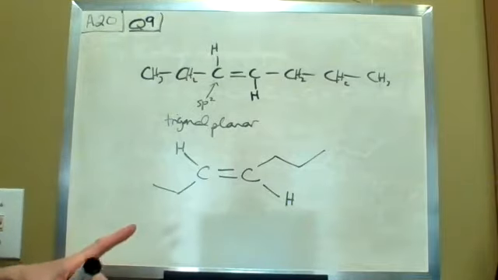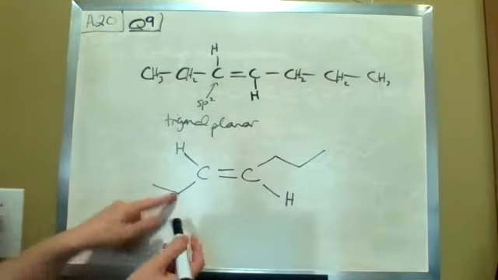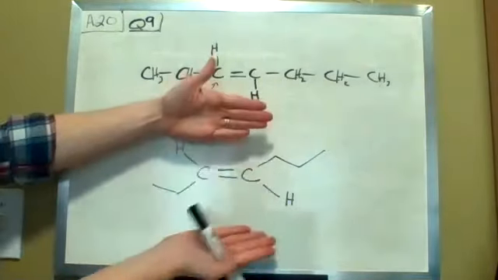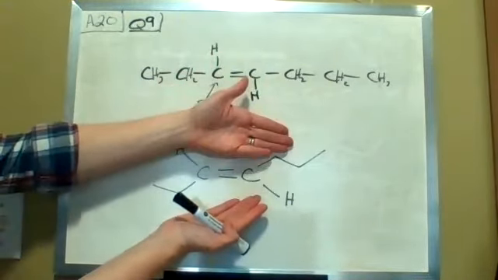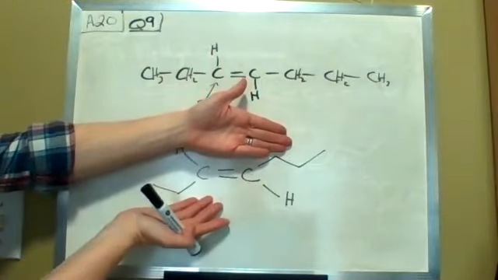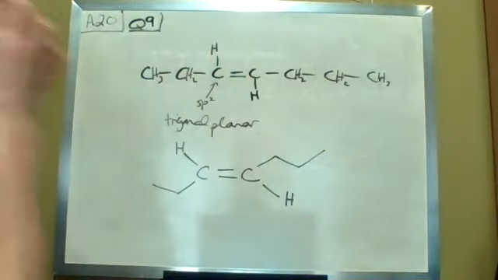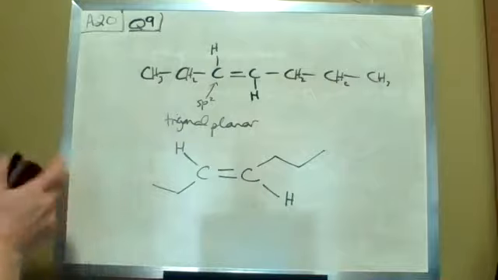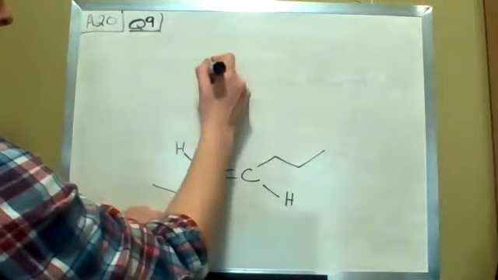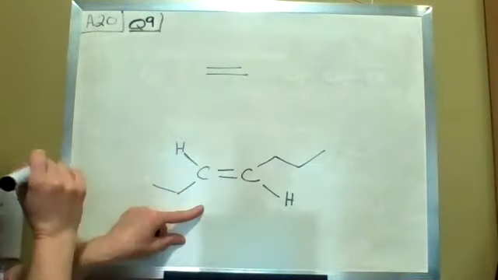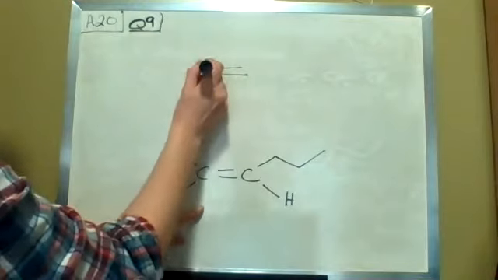So trans means that these 2 larger groups are located, if you think of above and below this double bond, they're opposites, they're on different sides. So one is above on one carbon and one is below on the other carbon. Now the other version, I'm going to erase it here. If we were to think of the cis one, I'll draw it instead, just like the stick version of this.